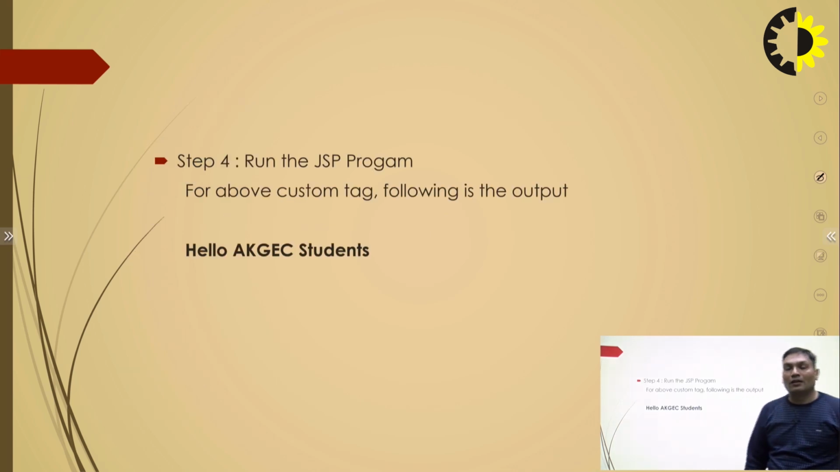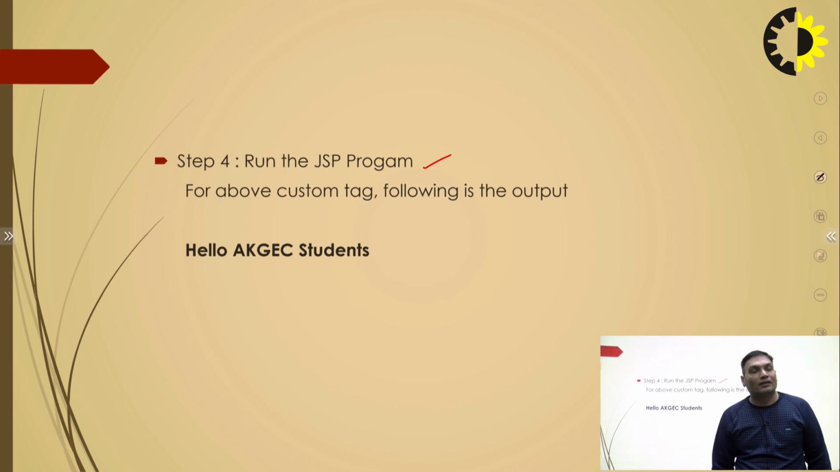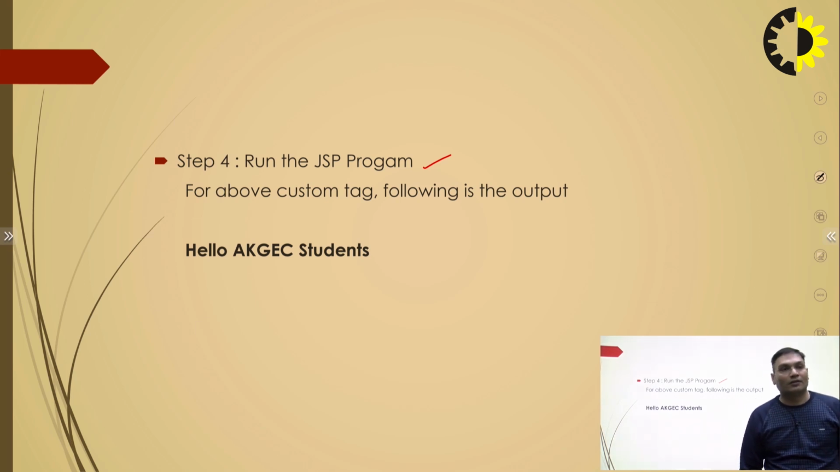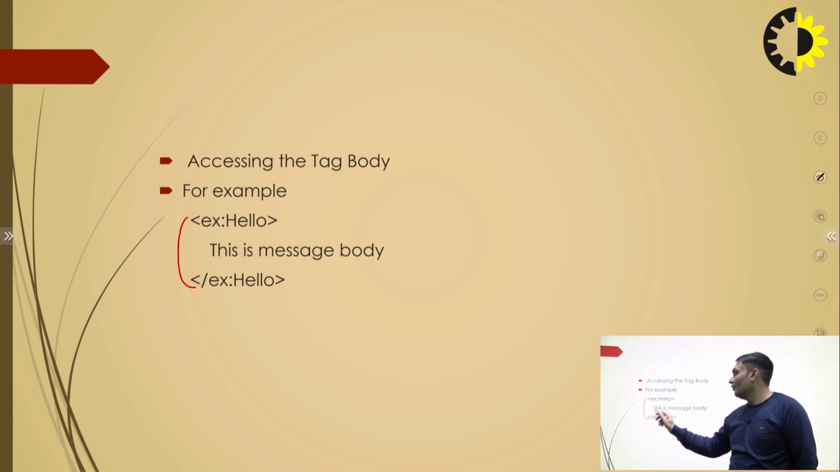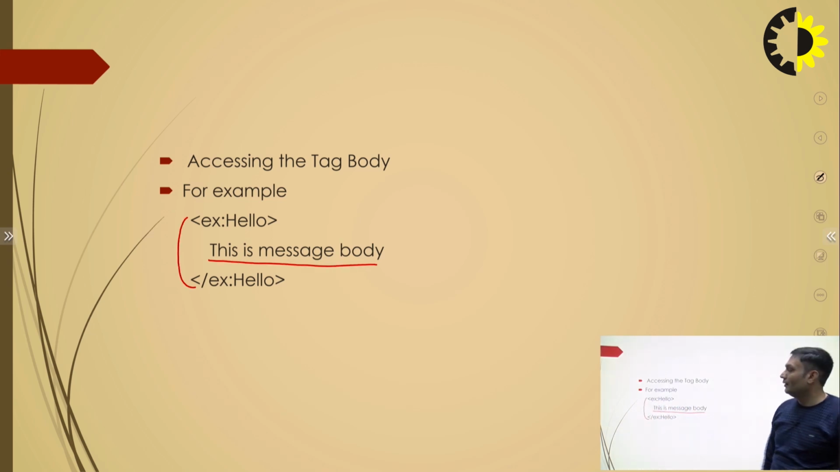Now step number 4 is to run this JSP program. So again, we can run this program with the help of Tomcat server, and the output will be printed like this. So in this way, we can create a user-defined tag inside the JSP. So we can also access the tag body like this. If you want to write something, we can write inside this tag body.